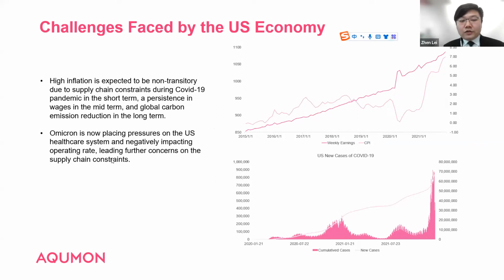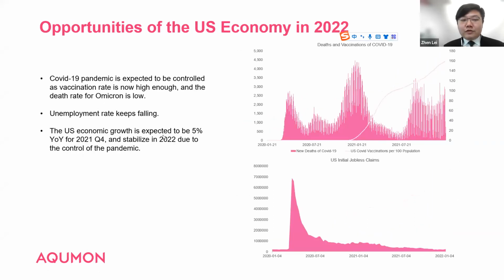And also, Omicron is now placing pressures on the US healthcare system and negatively impacting operating rate, leading to further concerns on the supply chain constraints. We can see that the statistics here are quite severe. However, we still see opportunities for the US economy.